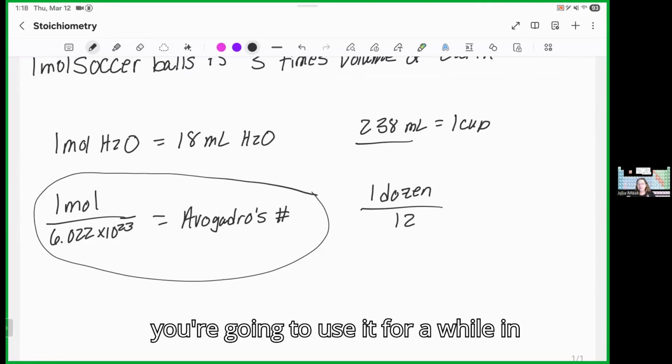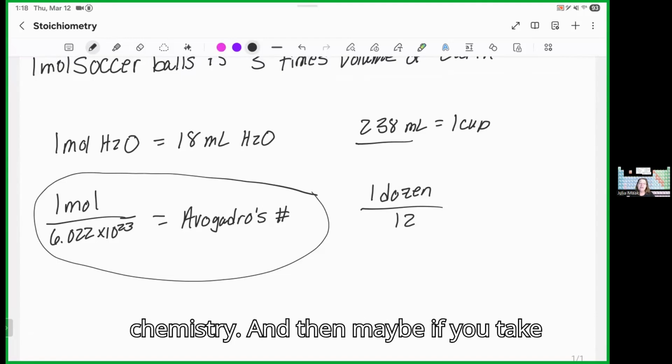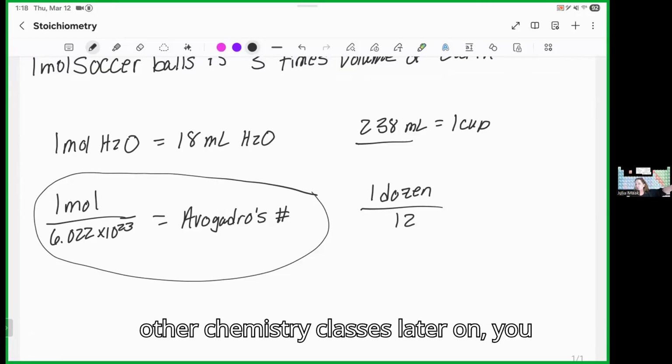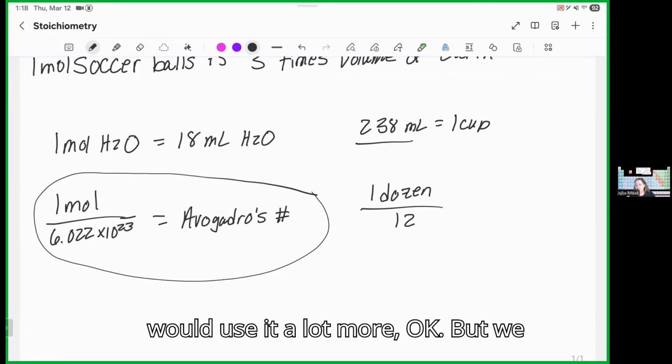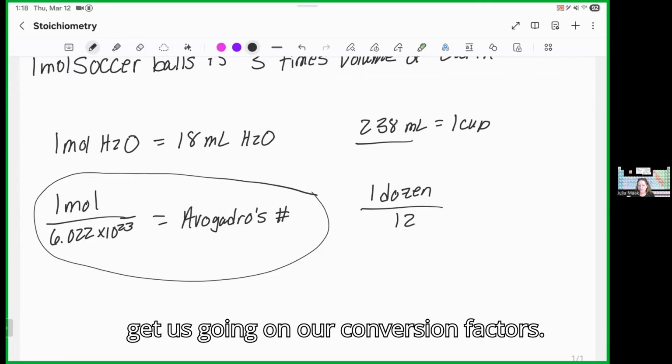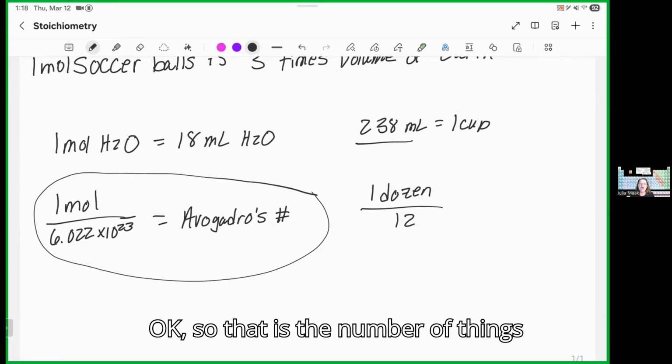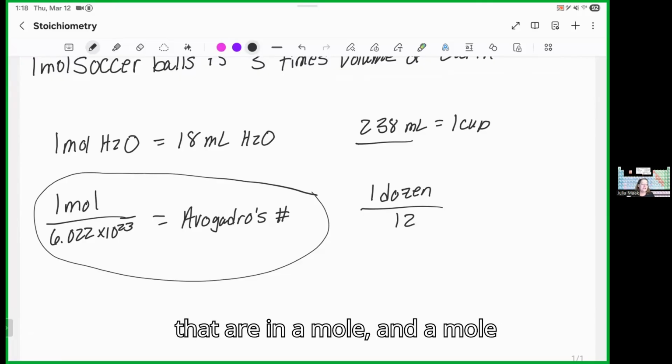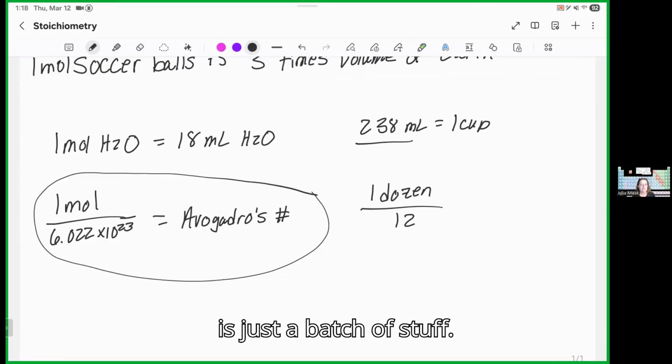And you're going to use it for a while in chemistry, and then maybe if you take other chemistry classes later on, you would use it a lot more. Okay, but we use it for a little while now just to get us going on our conversion factors. Okay, so that is the number of things that are in a mole, and a mole is just a batch of stuff.